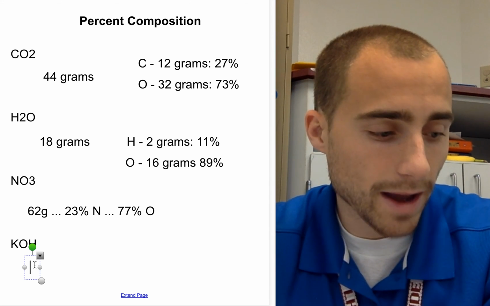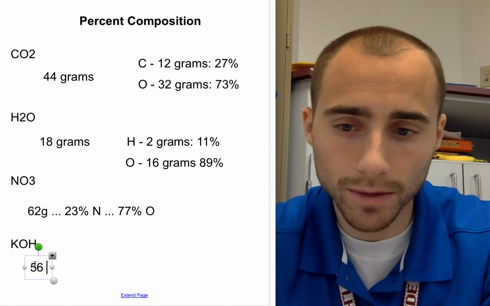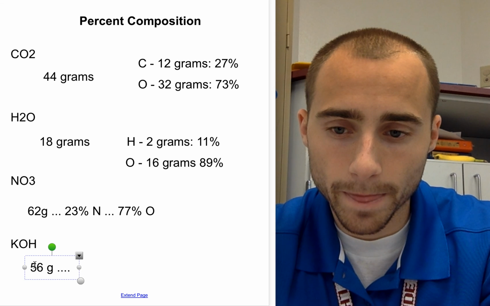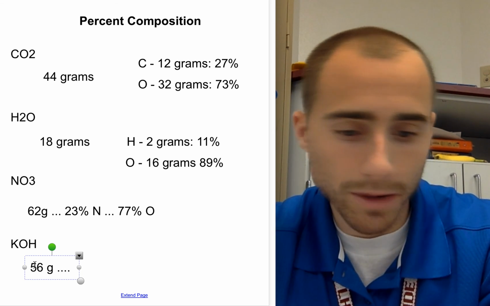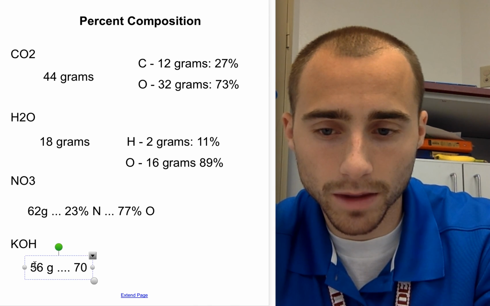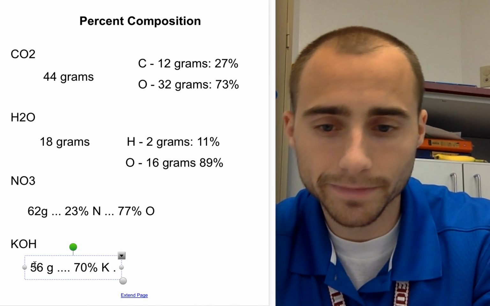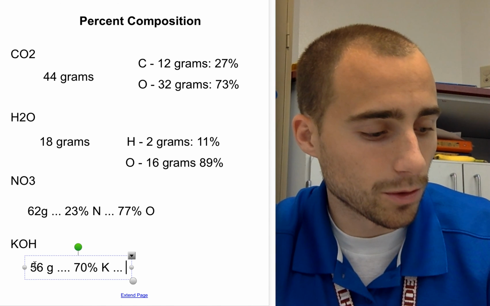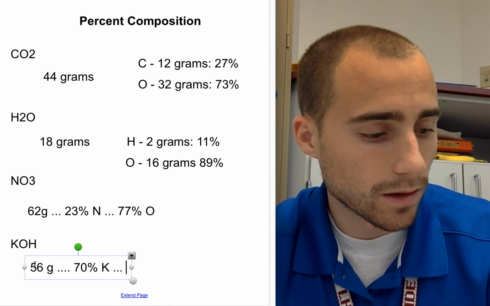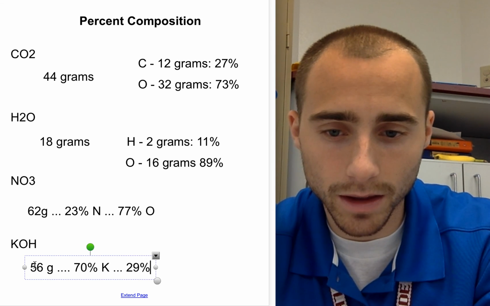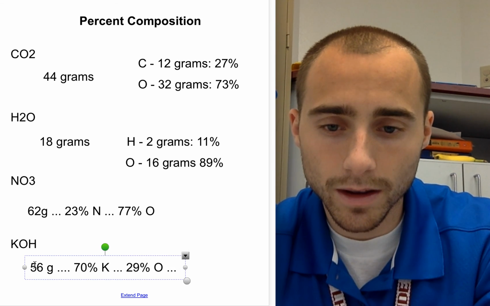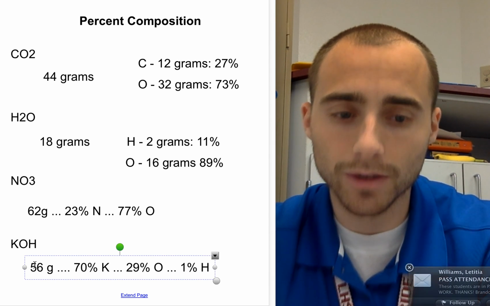The total molar mass of KOH is 56 grams. About 70% of that comes from the potassium. Just doing this real quick. And about 29% of that comes from the oxygen, and about 1% comes from the hydrogen. So check your work on that. See how you did.